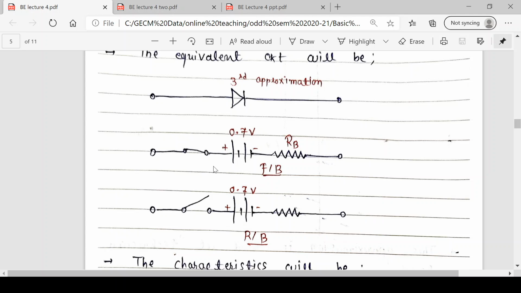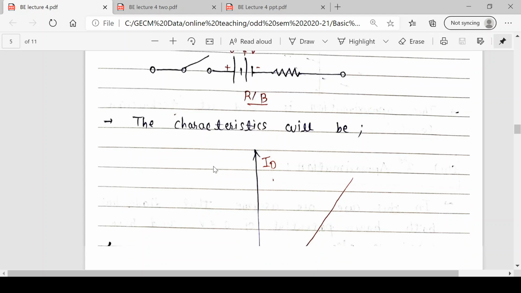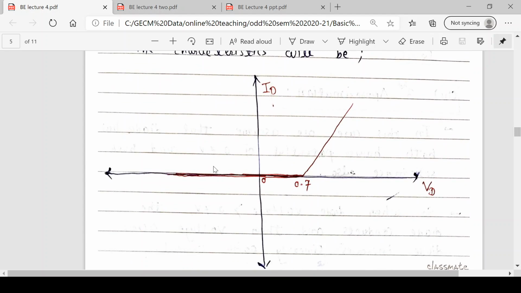Now let's see the characteristics. It is somewhat different than the second approximation. What happens in this case? When your voltage is greater than 0.7, the diode is fully forward biased and it conducts maximum current. But when the current increases, voltage also increases linearly due to bulk resistance, IDRD. So your diode voltage is 0.7 plus IDRD. So this is the forward characteristics.